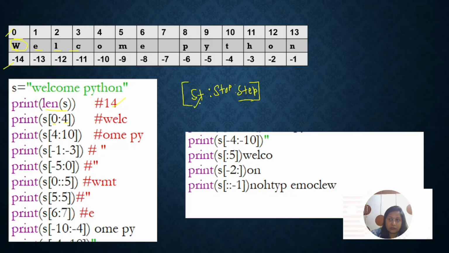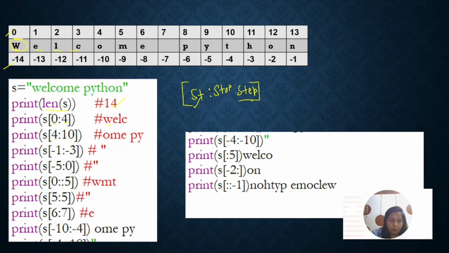The start value you should always consider. It will start from the starting position only, which is why you got the output as W. The starting position here is W, and the ending position is 4, but the ending position will not print. Instead of that, stop minus 1 will print. Clear?